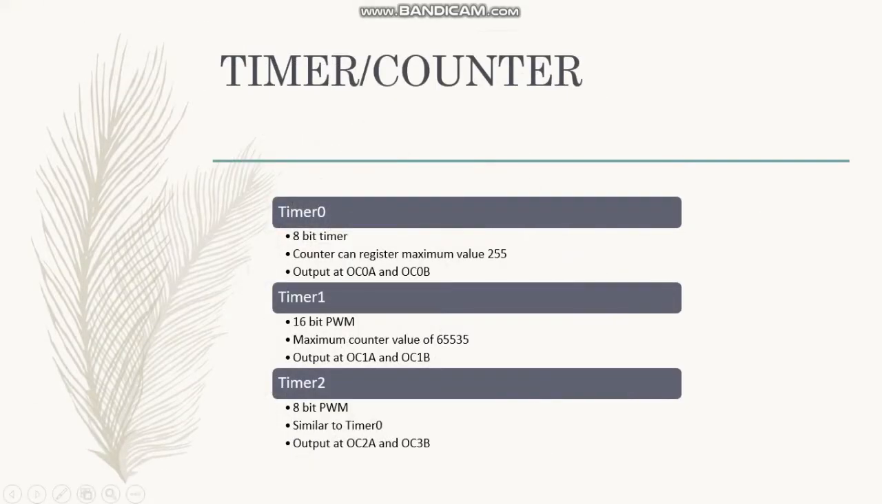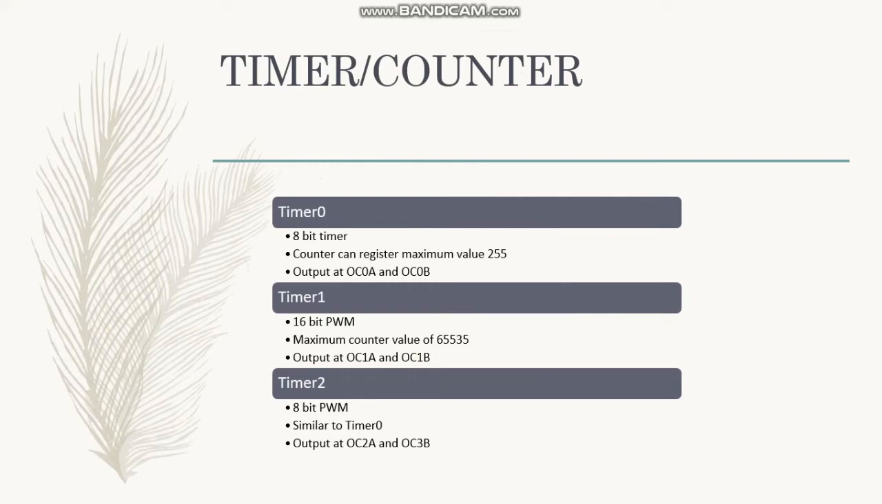There are 3 timers in the microcontroller. There is timer 0, timer 1 and timer 2. Timer 0 has an 8-bit timer. The counter can register a maximum value of 255 and the output is at OC0A and OC0B.